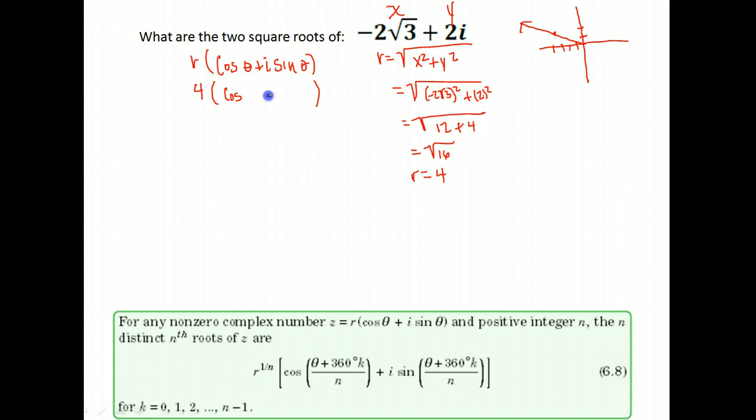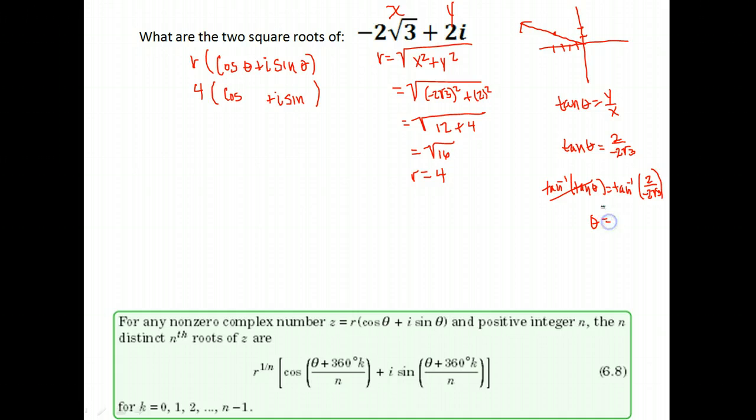We have cosine of something plus i sine of that same something. The way we find that is by using the fact that the tangent of theta in this scenario is equal to y over x. We put in our y and our x value. That gives us that the tangent of theta is equal to 2 over -2 root 3. We take the inverse tangent of both sides so that we can find our theta. Now this might not be our actual theta. It'll be the angle in the domain of inverse tangent.